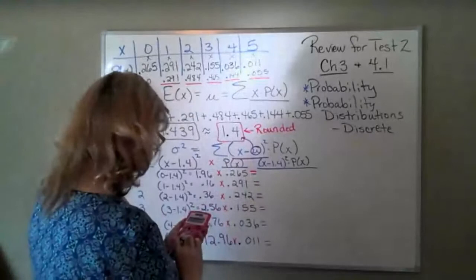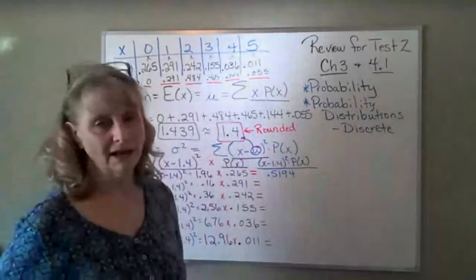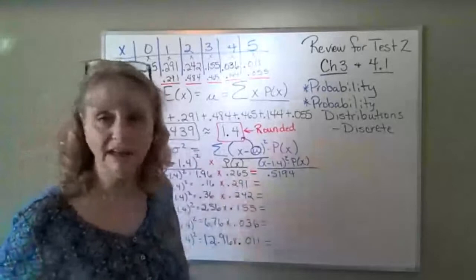And here's a mistake I see lots of people making. I know that's a long decimal number. But guys, you can't round yet. You can't round anything. Don't round the probabilities. Don't round these. Don't round anything until you're done.